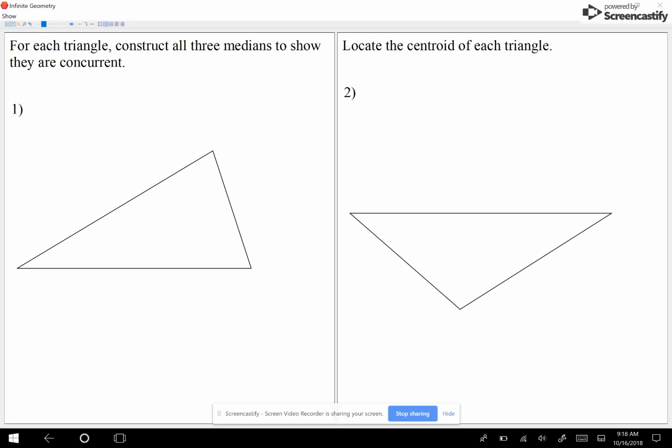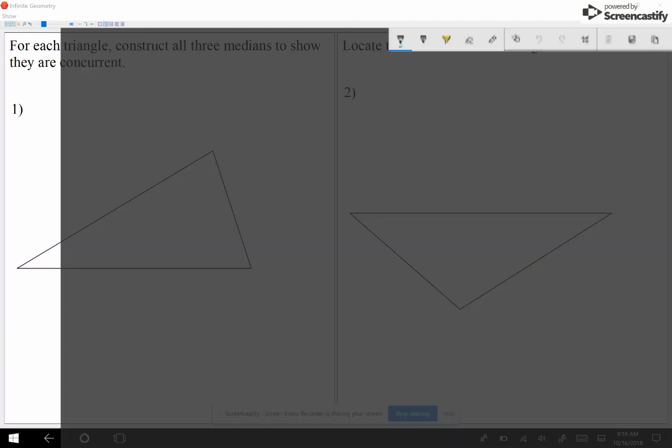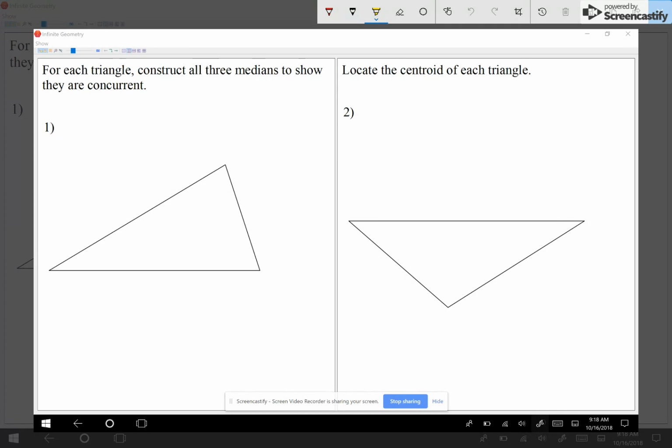So for today, we're going to start with medians. A median is the segment that connects the midpoint of one side of the triangle with the opposite corner of the triangle. So what we're going to do, to begin with, is look at one side of the triangle. I'm going to be looking at this side. I have a rough idea where the middle is, somewhere around here.